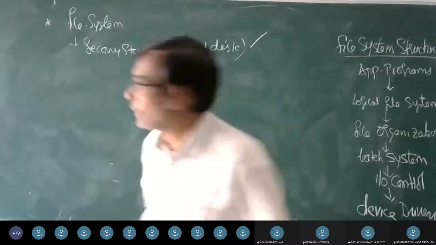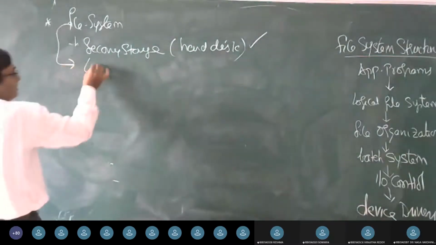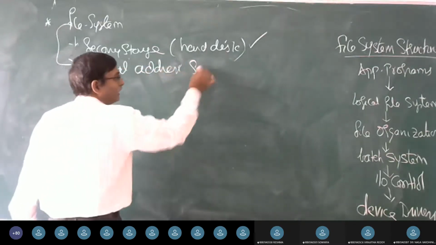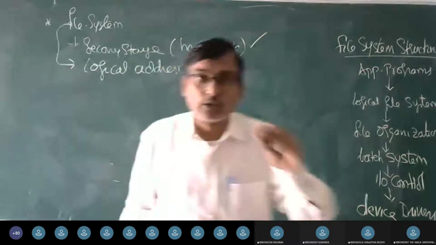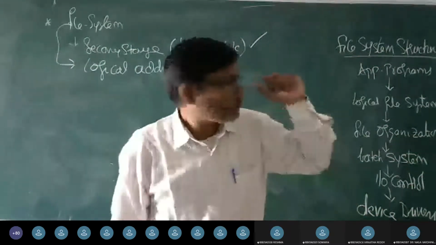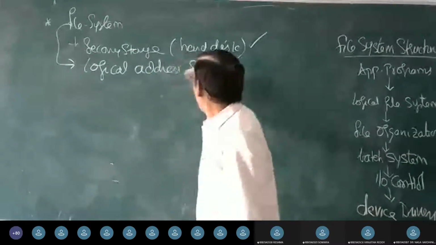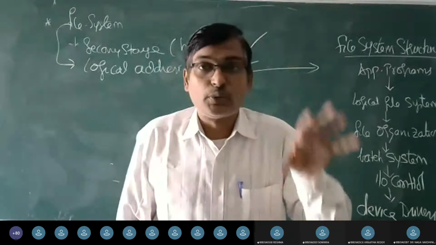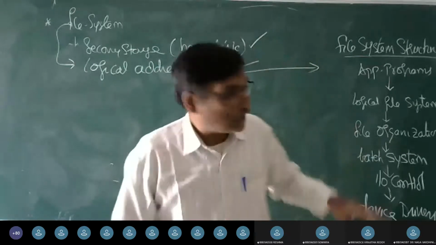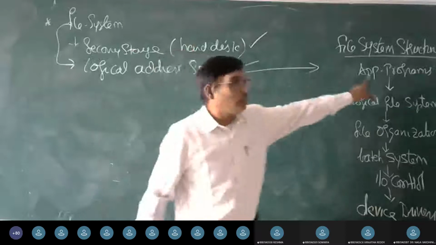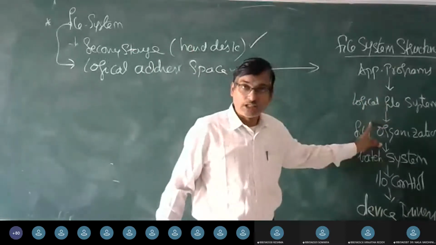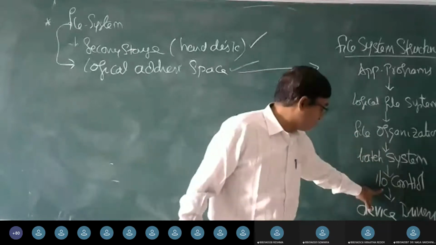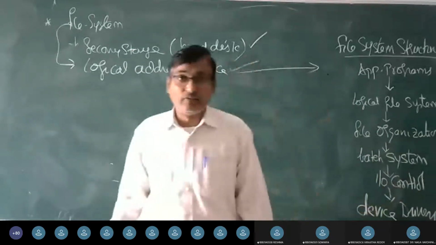So in this secondary storage we have a file system, and this file system is going to support the logical address space. So how is this logical address space organized? The next question was, what are the constituents of a logical address space? The constituents will be the application programs, the logical file system, the file organization, followed by I/O controls and device drivers.